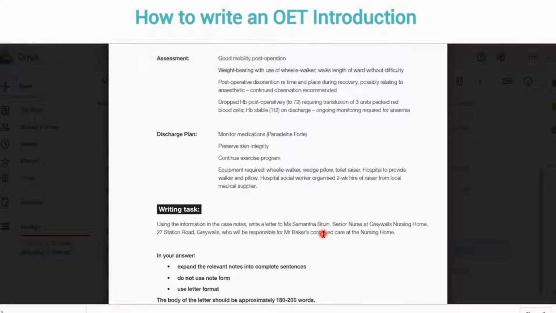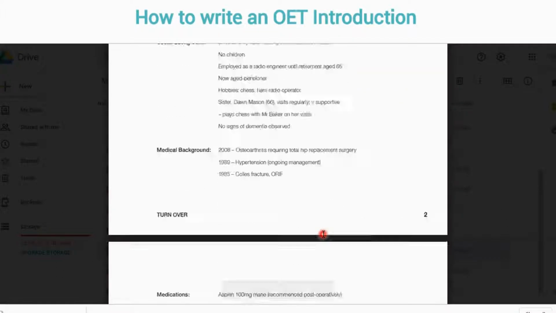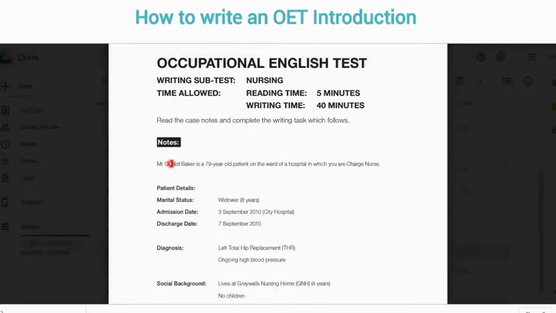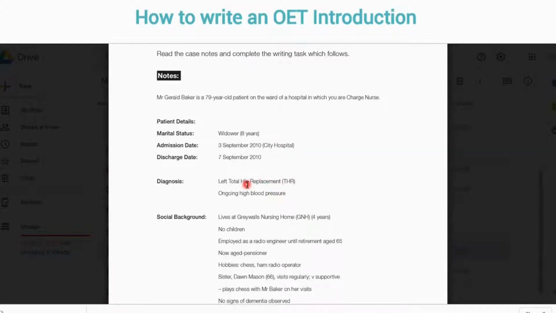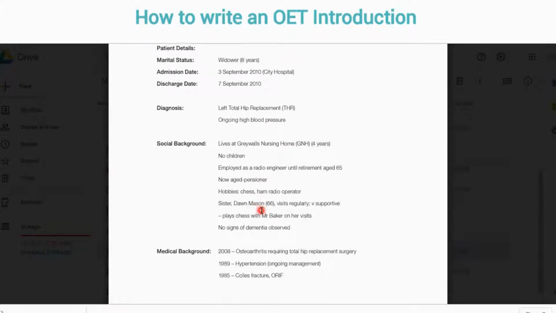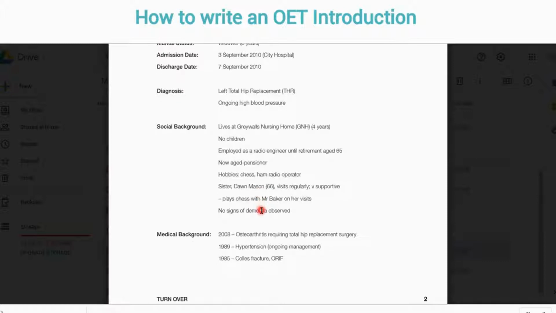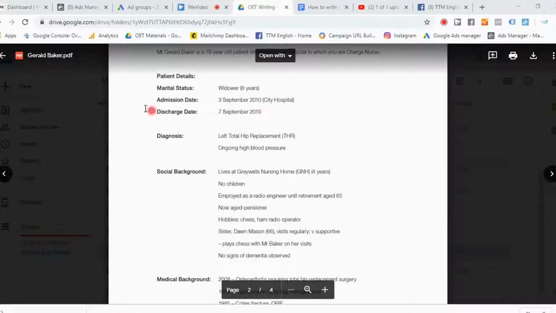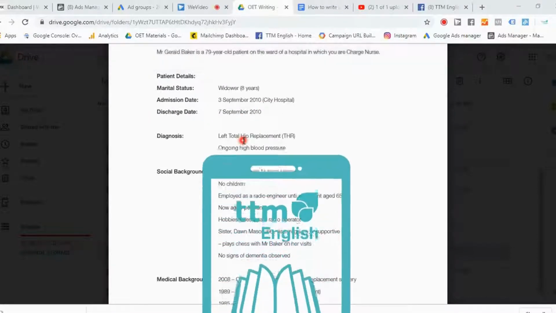Excellent. Let's try that with Jancy, please. 5, 4, 3, 2, 1, go. I'm writing regarding Mr. Baker, who was admitted to our hospital for a hip replacement following a recurrent history of osteoarthritis. He is set to be discharged today and now requires further care and support. Okay, that's really, really good. Just be careful because with the discharge date, we don't know what date it is because it's an old letter, but that was fantastic.